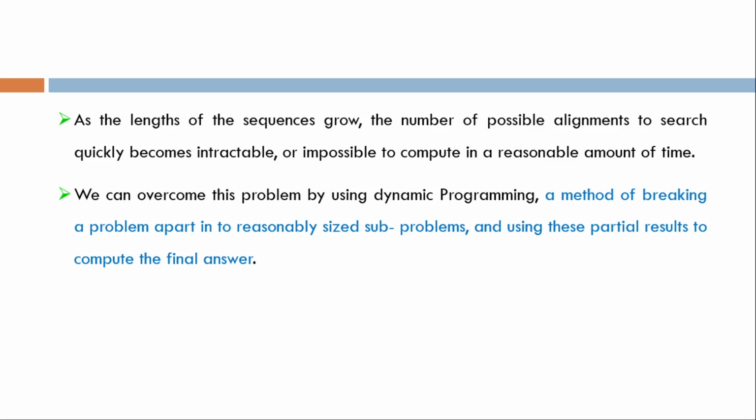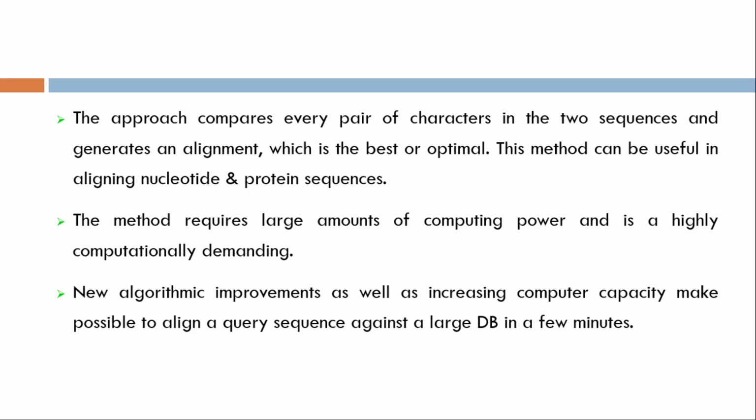So we can overcome the problem by using dynamic programming, a method for breaking a problem apart into reasonably sized subproblems and using these partial results to compute the final answer. So this approach compares every pair of characters in the two sequences and generates an alignment which is the best or optimal. This method can be useful in aligning nucleotide or protein sequences. Means if you want to align nucleotide or protein sequences, in both cases dynamic programming is effective and gives the best alignment, right?